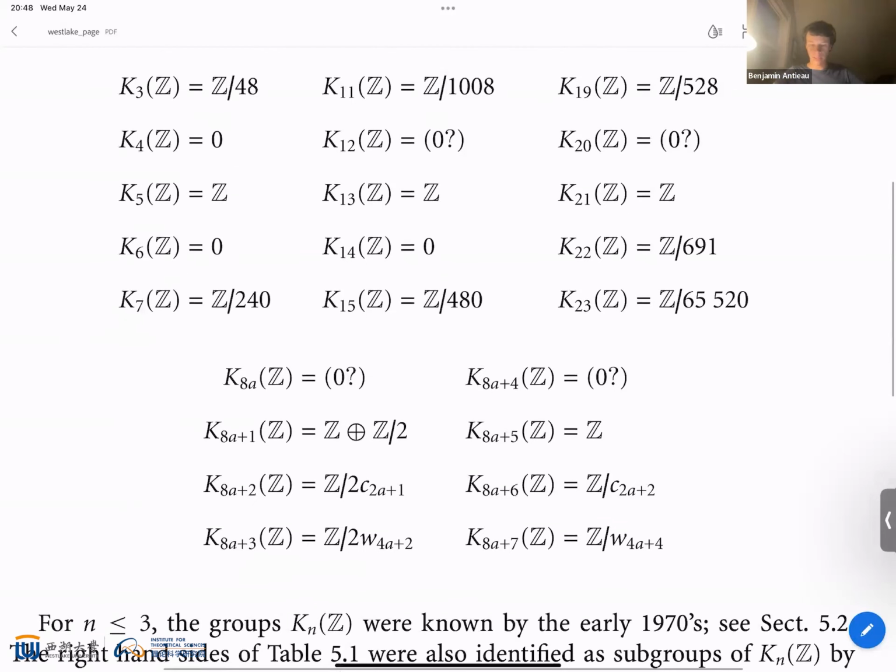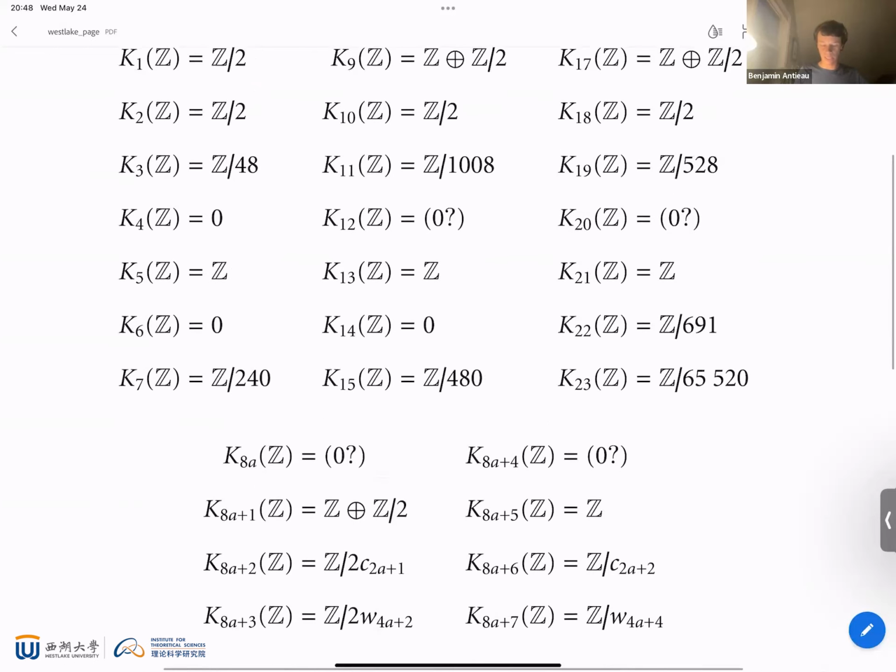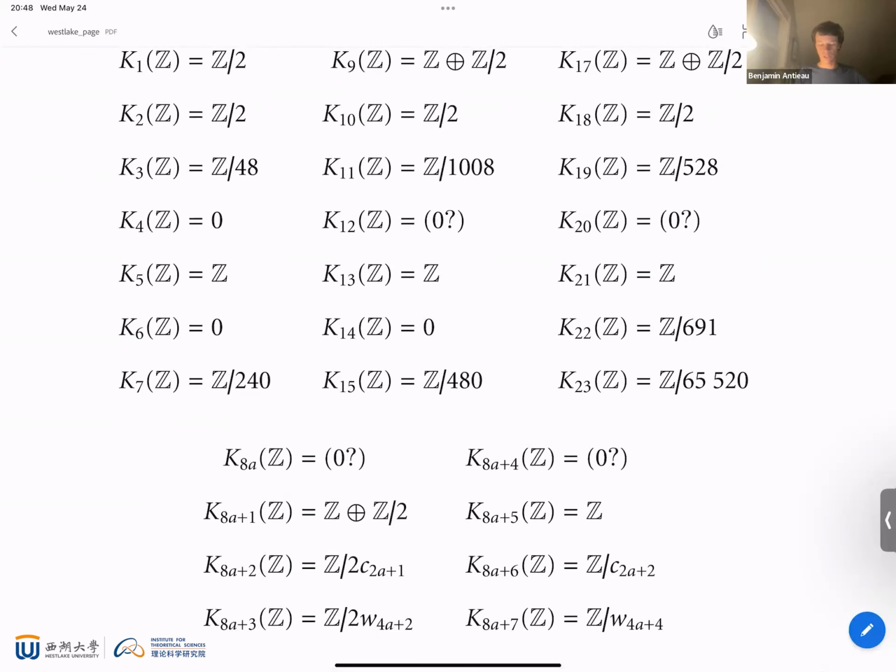Okay. And this table down here says that, for example, 8a plus 1 is Z plus Z mod 2, 8a plus 5 is Z, and then there's some invariants which are basically computable, these c and w numbers. So you can view all of those as known, and then there's just this problem for computing it for 8a and 8a plus 4.